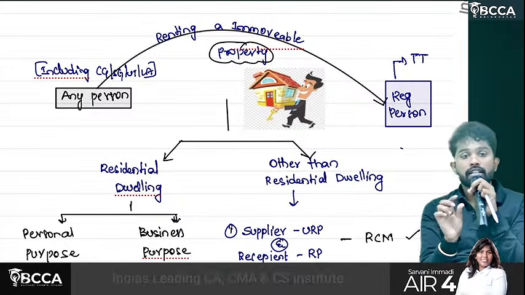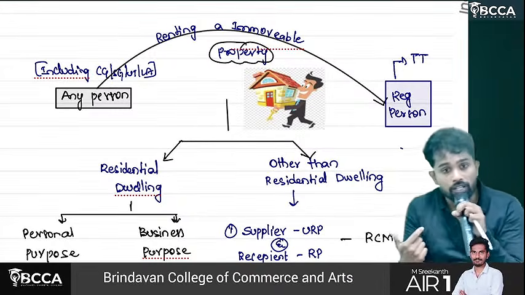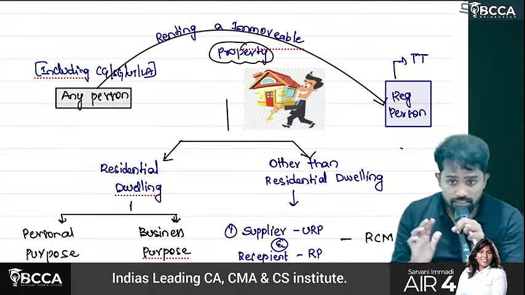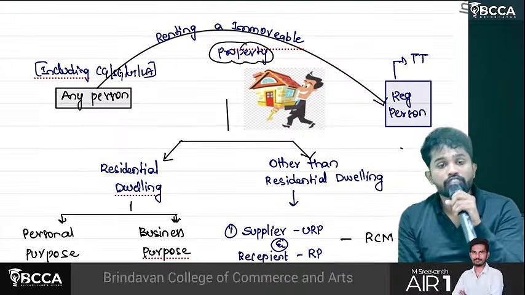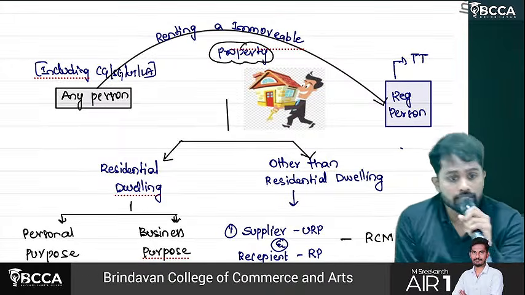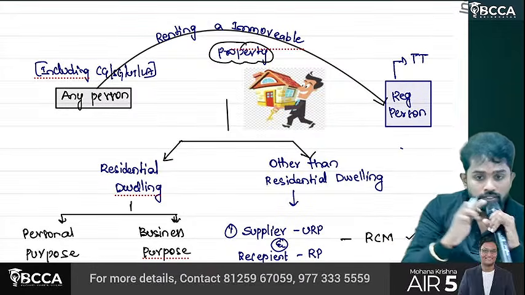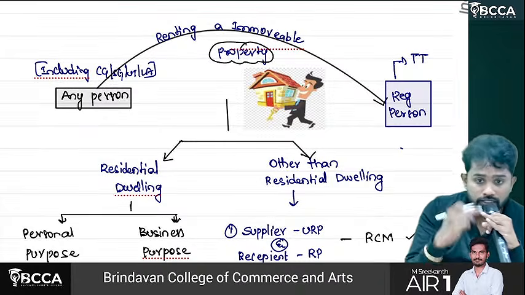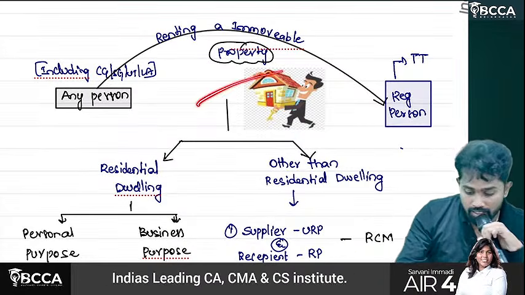Immovable property rented is a residential property and the building is taken on rent by an individual for his own residence purpose, then it is exempted, otherwise taxable. If taxable, it is taxable under RCM. Understand, sir? There is only one exemption, when a residential building is taken on rent by an individual for his residence purpose, then exempted. In all the other cases, it is taxable under RCM.